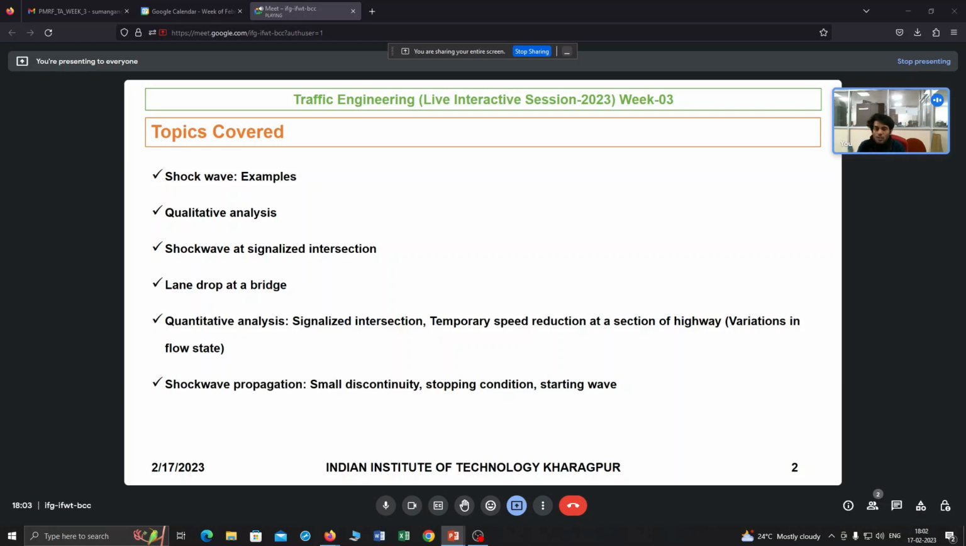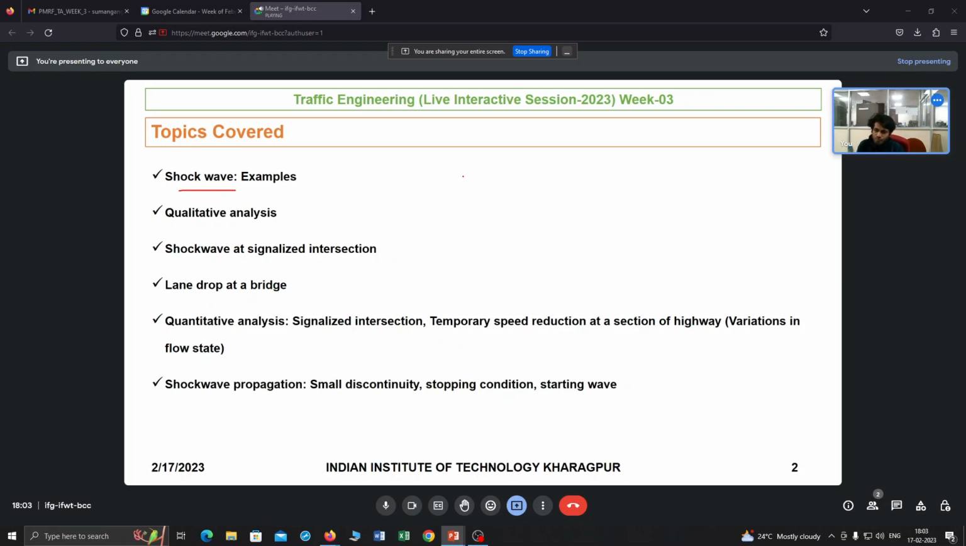So maybe we shall start the session. These are the topics that have been covered. We can start with the shockwave. This is a module of shockwave and queuing. The first 3 lectures are on shockwave, and the last 2 lectures are on queuing.